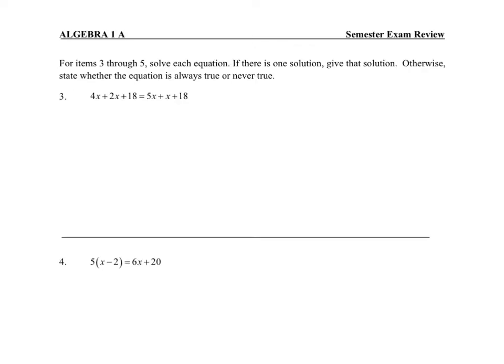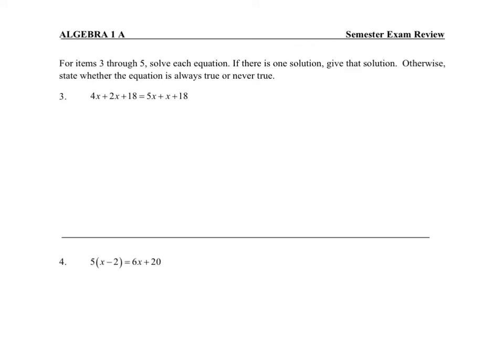For items 3 through 5, solve each equation. If there's one solution, give that solution. Otherwise, state whether the equation is always true or never true. So let's quickly review. Always true is going to be when you get a true statement. 5 equals 5, x equals x, 10 equals 10, -2 equals -2. Never true is when you get a false statement. 5 equals 10, not true. 2 equals 0, not true. One solution is when you get a value equal to x, like x equals 2, x equals -10, x equals 0. So we're going to solve each one of these equations, and we're going to figure out if there's one solution or if it's always true or never true.